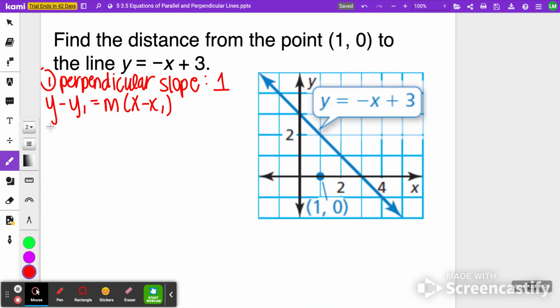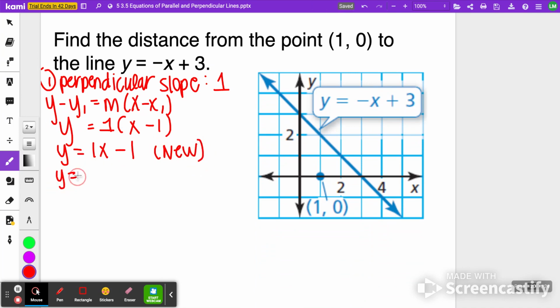y minus y1 is actually just y, because y minus 0 is just y. My slope is 1 times (x minus 1). As I reduce that, I get y is equal to 1x minus 1. So this is my new equation. Remembering that my original equation is y is equal to negative x plus 3, I'm going to set these equal to one another to try to solve for x.